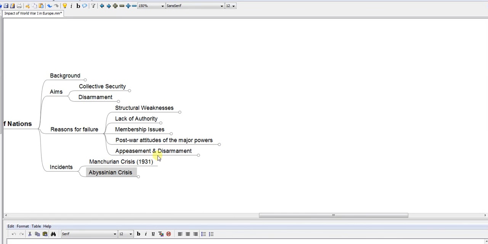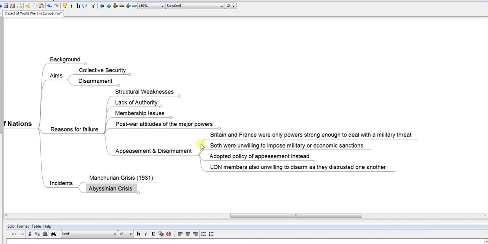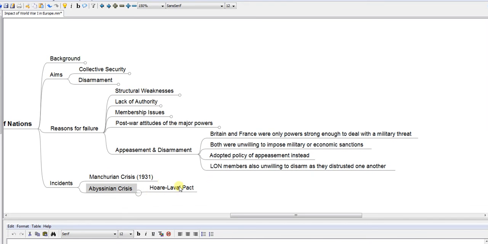And finally, because of these attitudes, they resorted to appeasement. Like I said, Britain and France were the only strong enough powers to deal with a military threat, but of course, they were unwilling to do so because they were afraid of another war, afraid of offending other countries. So they didn't want to get involved in another war, didn't want to impose military or economic sanctions, and so they adopted a policy of appeasement instead. The Hoare-Laval Pact is an example of a policy of appeasement.